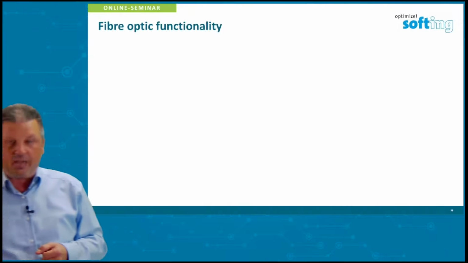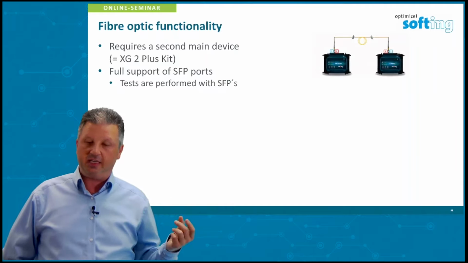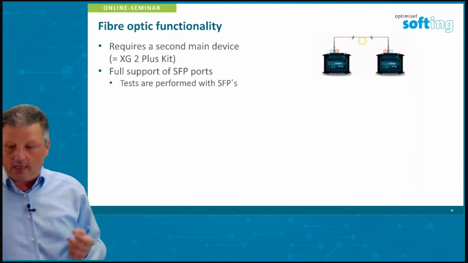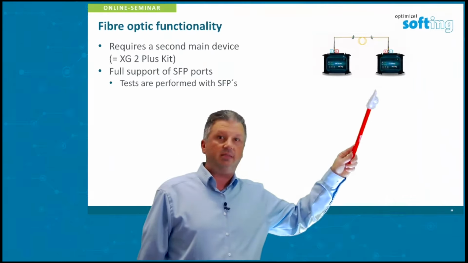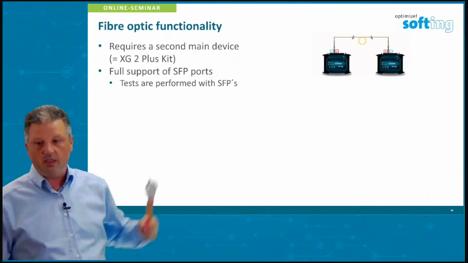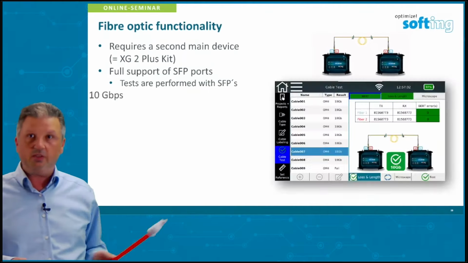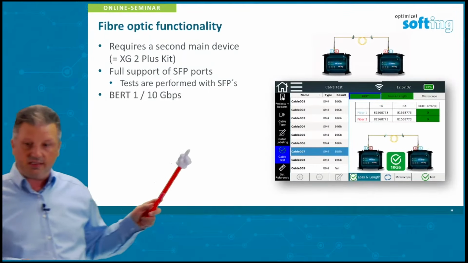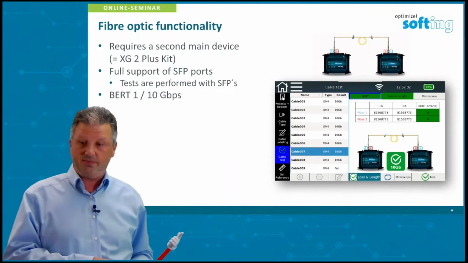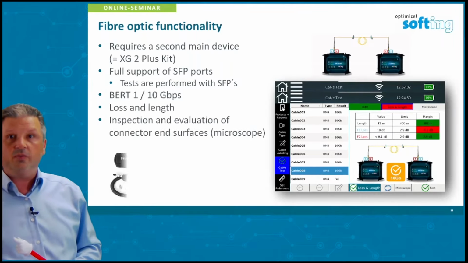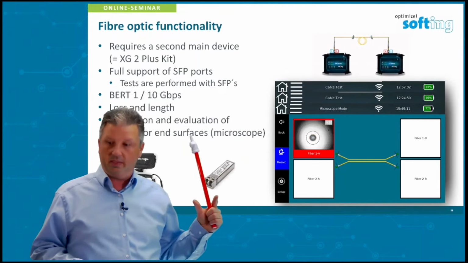Okay, fiber optic functionality on a qualification device. For our measurement type, in this case the NetXpert, we need two main devices for a fiber optic measurement. This is our plus version. In the plus version, it's possible to measure with SFP modules. This starts to show a BERT test again, BERT on fiber for 1 and 10 gigabit Ethernet. The loss and the length can be measured. And then also the inspection of fiber optic ports on top, the cleanness.